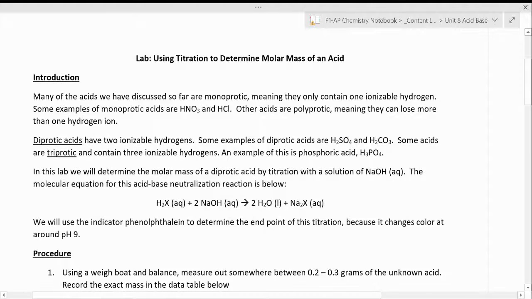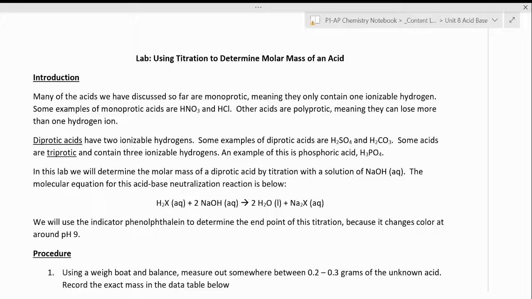Most of the acids that we discuss are monoprotic, meaning they just contain one ionizable hydrogen. So they just have one hydrogen that they can donate to the solution. Some examples would be HNO3, HCl. These are monoprotic. Other acids are polyprotic, meaning that they can lose more than one hydrogen ion. Diprotic acids have two ionizable hydrogens. Some examples would be sulfuric acid, H2SO4, and carbonic acid, H2CO3. You can also have triprotic acids. That means they contain three ionizable hydrogens. An example would be phosphoric acid, H3PO4.